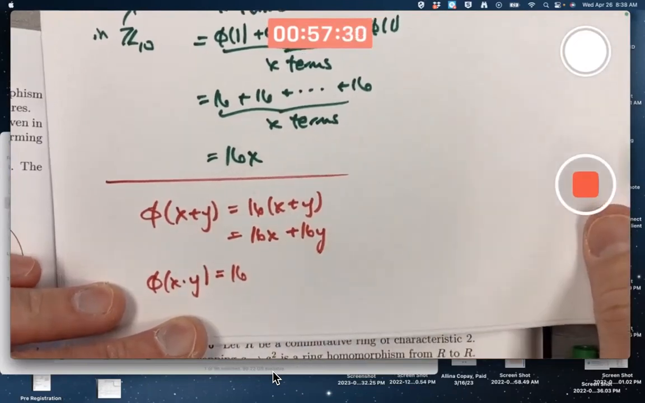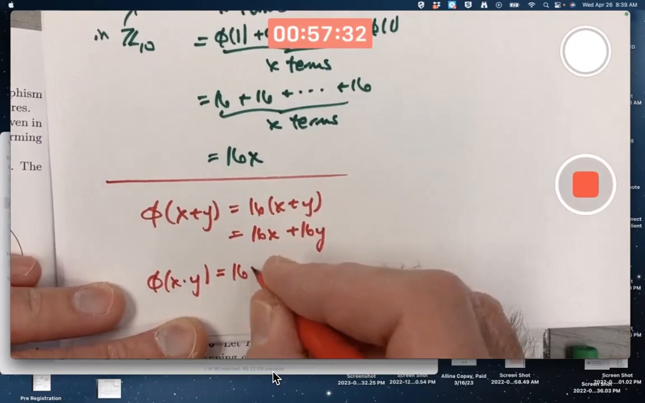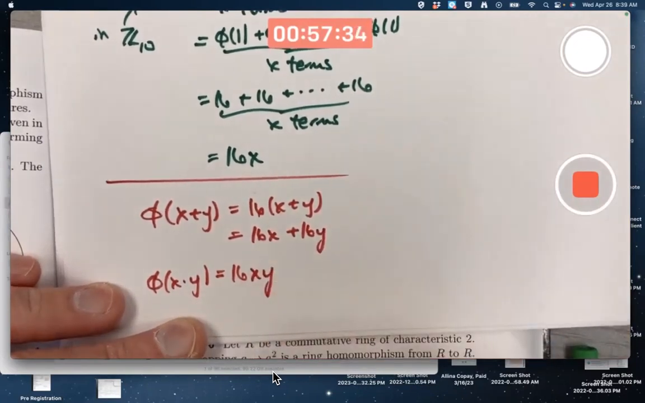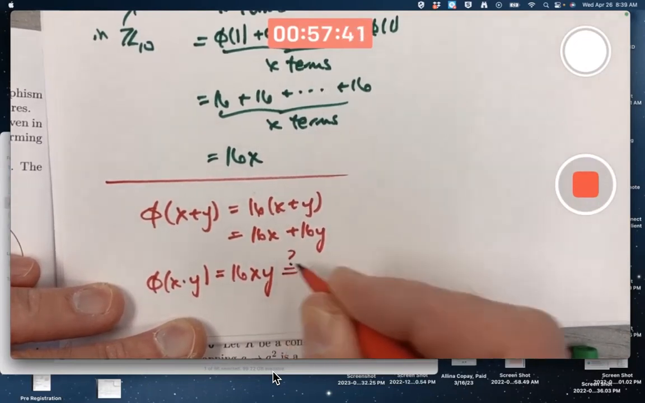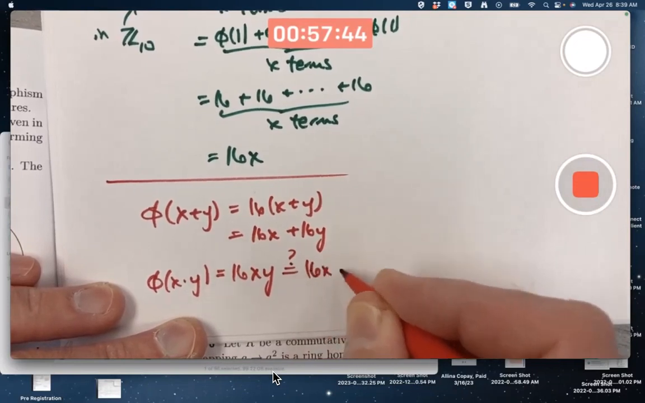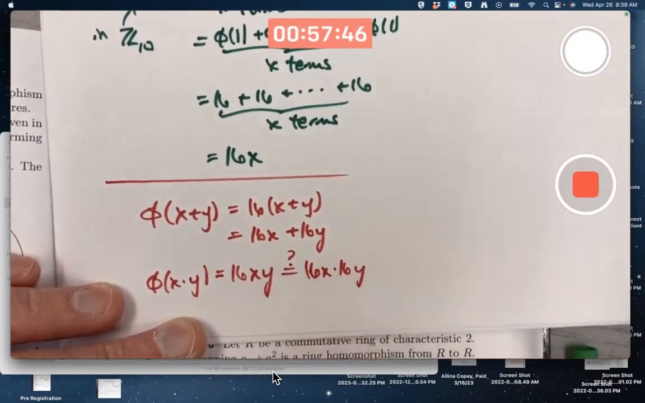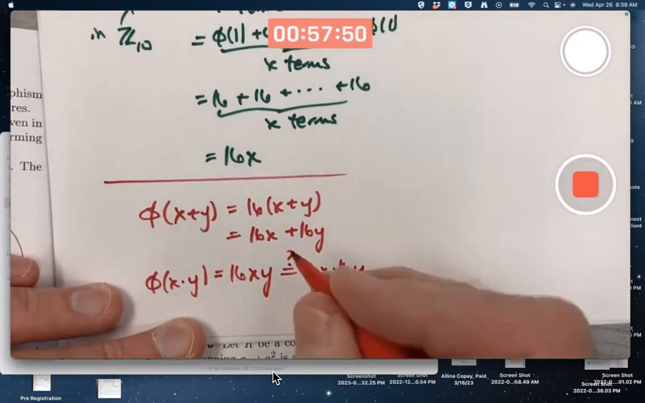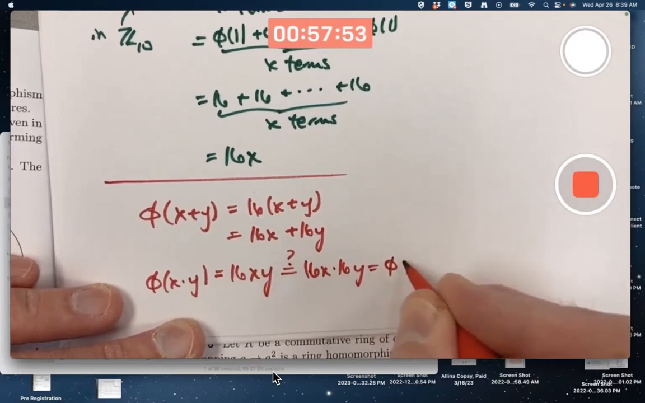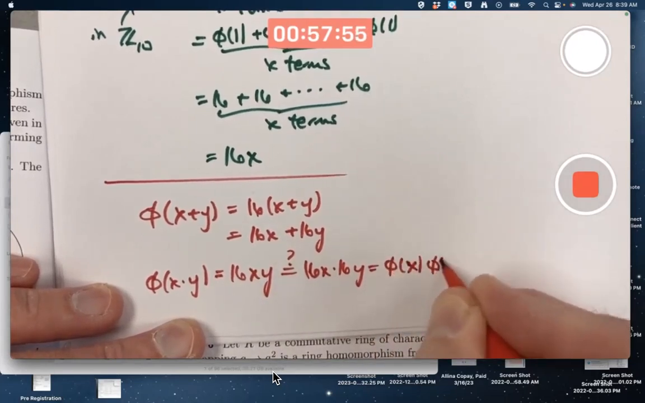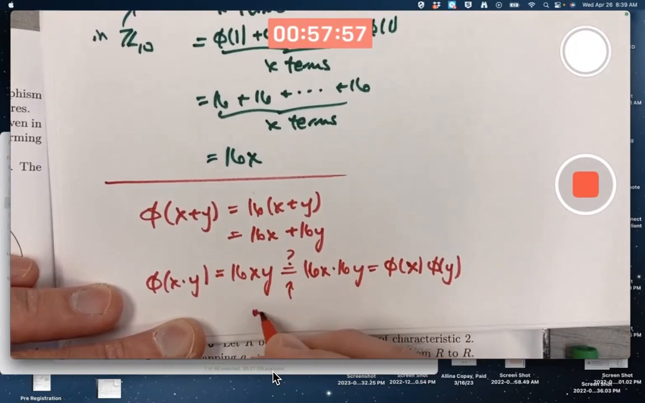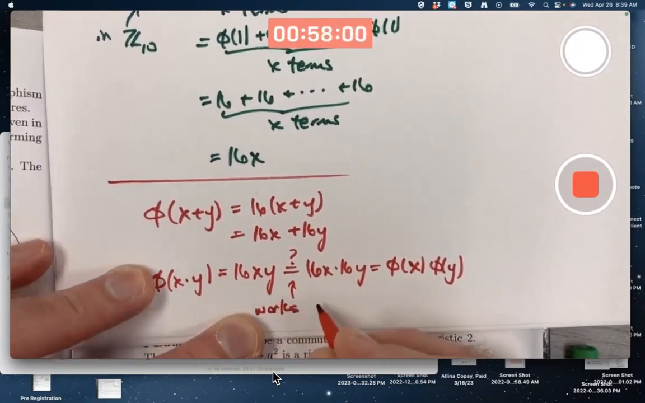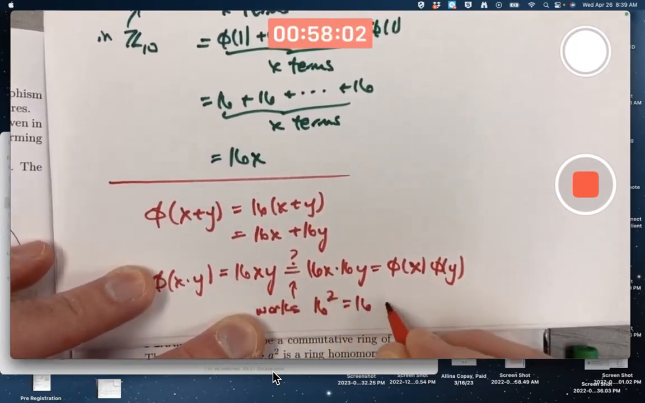It's a little trickier verifying this operation preserving with respect to multiplication. The question is, does this equal 16x times 16y? Oh, yes, it does, because 16 is idempotent. That's why. Put a question mark there. This works because 16 squared equals 16 mod 20.